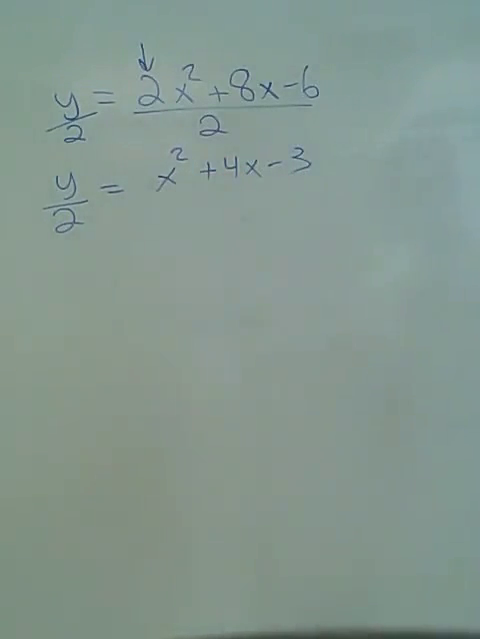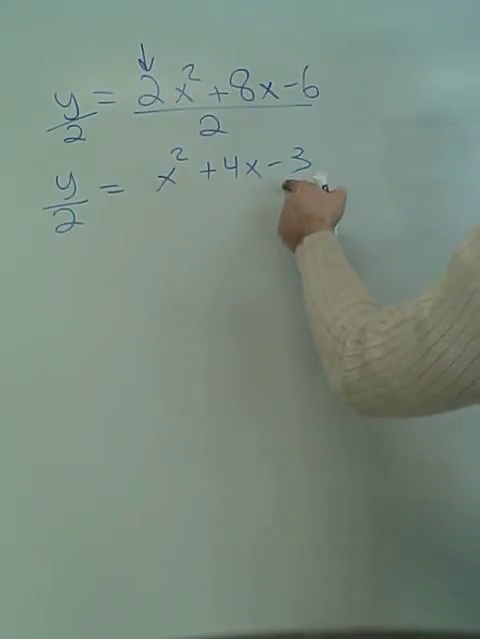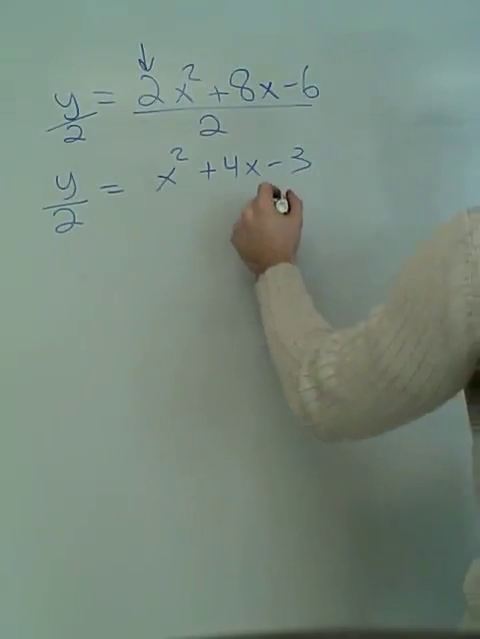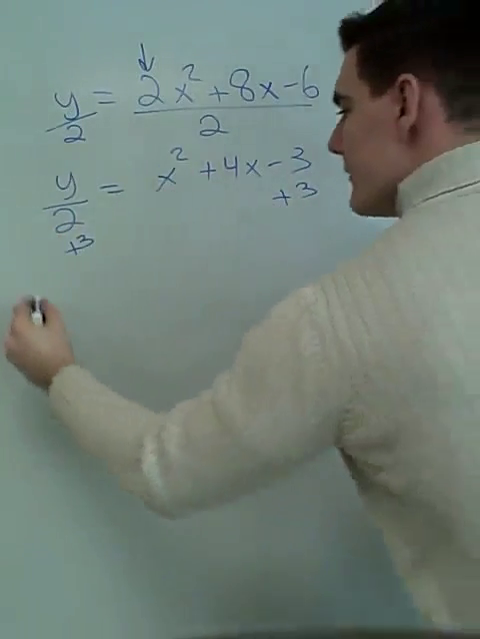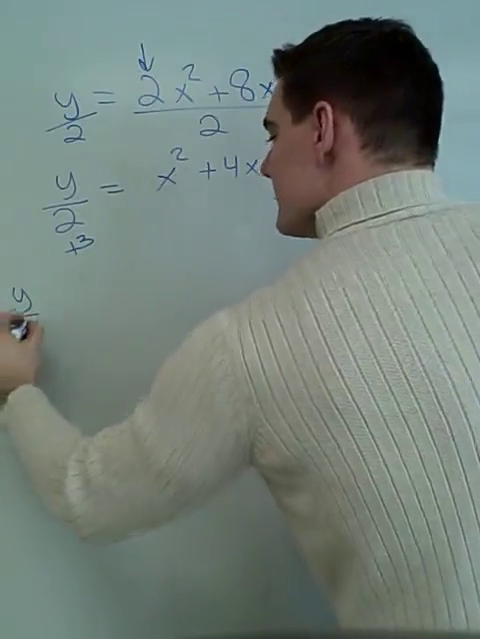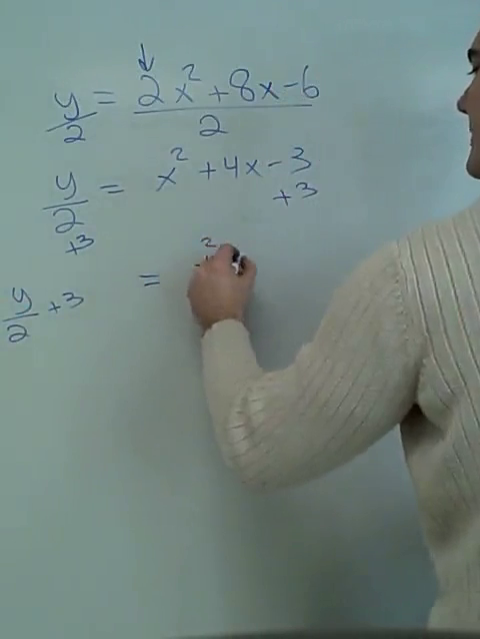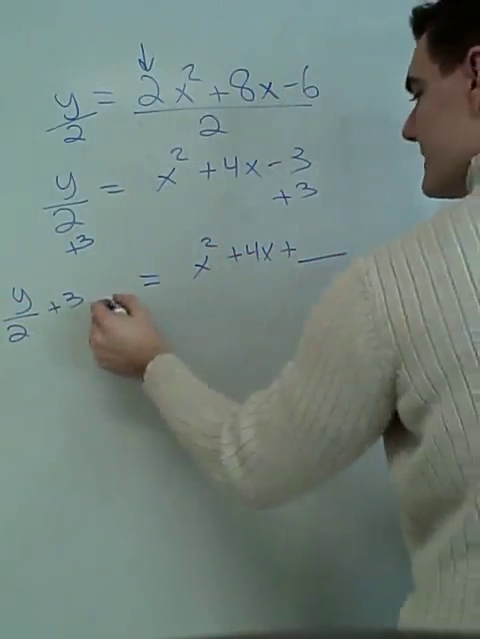Now the next thing we need to do is add in our magic number, and we need to make room for the magic number. It's got to go about right here. So to make room for it, we got to get rid of this minus 3. The easy way to do it is to add it to the other side. So we've got y over 2 plus 3 equals x squared plus 4x plus something. And we need to figure out what that something is.